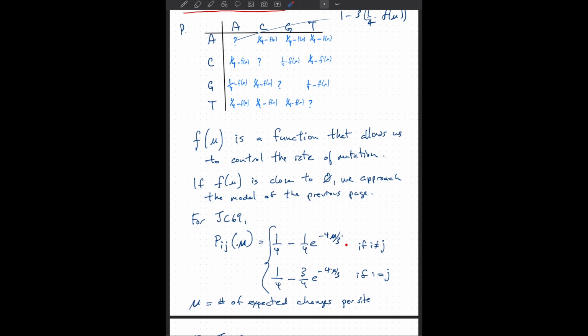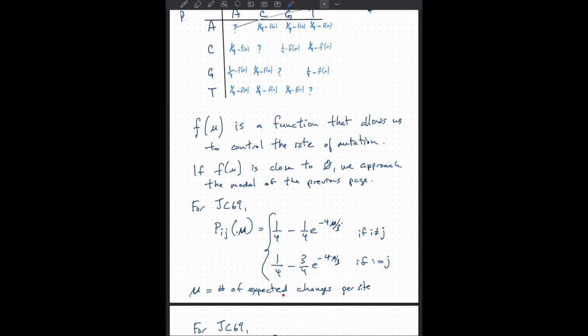Again, I won't explain where that comes from, but that's for all the non-diagonals. So this component here is my f at mu, for all non-diagonal entries. And for my diagonal entries, not too surprisingly, you have this 3/4. It's the same thing that's coming in there, and the rest of it looks the same. That's if I'm on the diagonal where A is equal to A, C is equal to C, G, and T. Now, this is important: mu is going to be the number of expected changes per site.